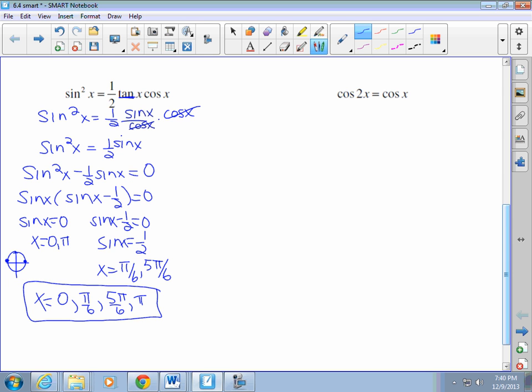Okay, next one. Cos 2x is equal to cos x. So I'm going to bring everything over to one side first. So cos 2x minus cos x is equal to 0 is where I start. Now cos 2x is the same as, there are three choices of identities for the double angle of cos. I don't want to use the one with sine in it, so that means I'm going to substitute this with 2 cos squared x minus 1, and then minus cos x.